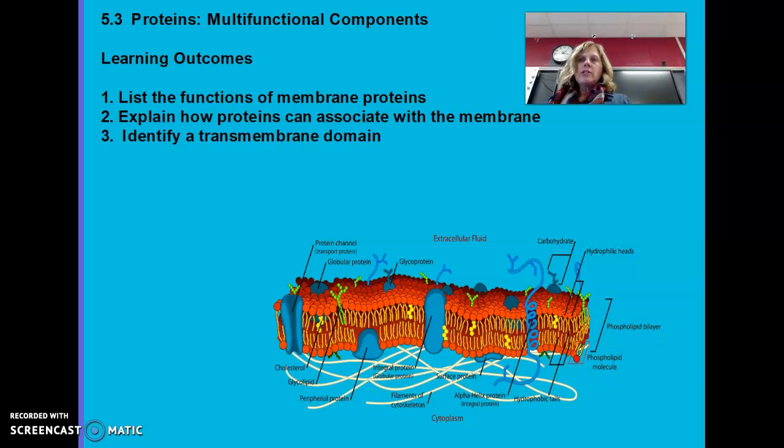Hello, college biology students. I'm going to go through some of the functions of the membrane proteins today. We're going to talk about the functions of those membrane proteins, explain how proteins can associate with the membrane itself, and then identify a transmembrane domain. We kind of hinted at this earlier.